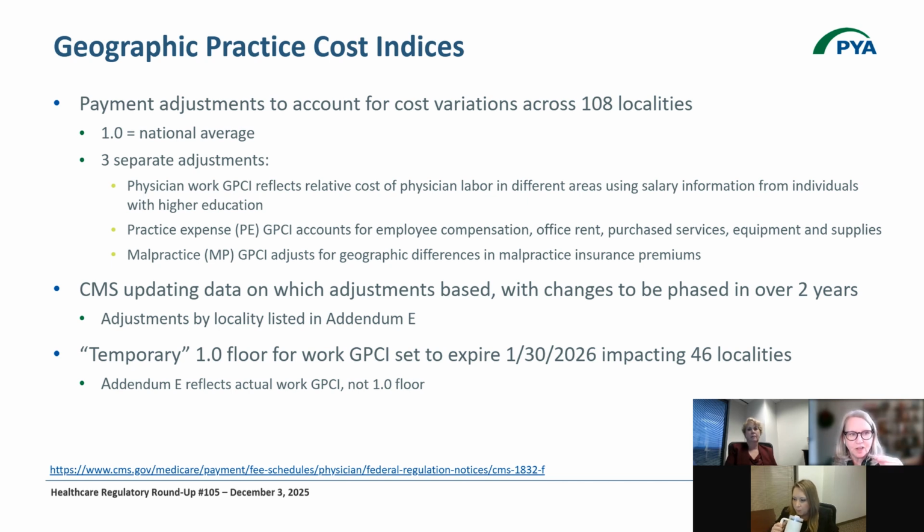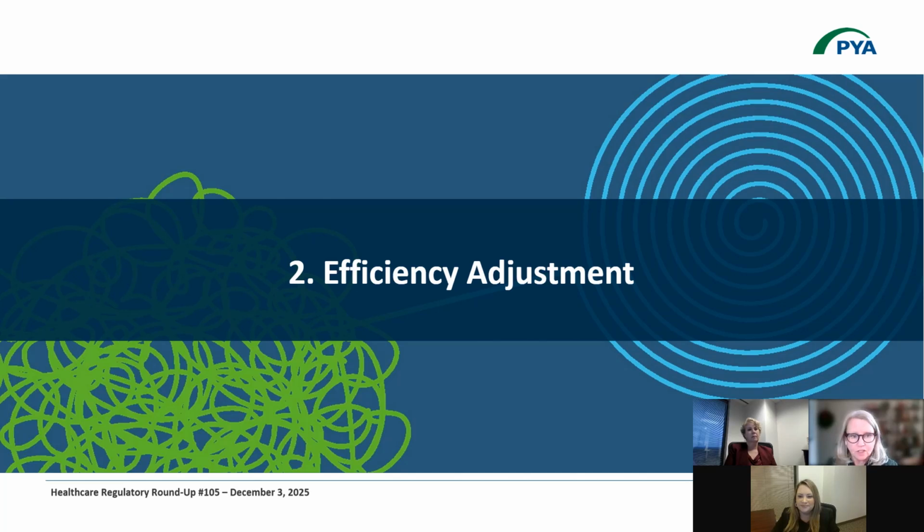And so CMS, when it was calculating the tables, did not include the 1.0 floor with the anticipation of the expiration of that adjustment. So it's one of those things we're going to have to watch, one of those many things that we're going to have to watch as Congress moves forward with deciding how they're going to fund the government from January 30th through the end of September. So one of those many things we need to pay attention to. So with that, I'm going to hand this over to Sarah to talk about the efficiency adjustment.